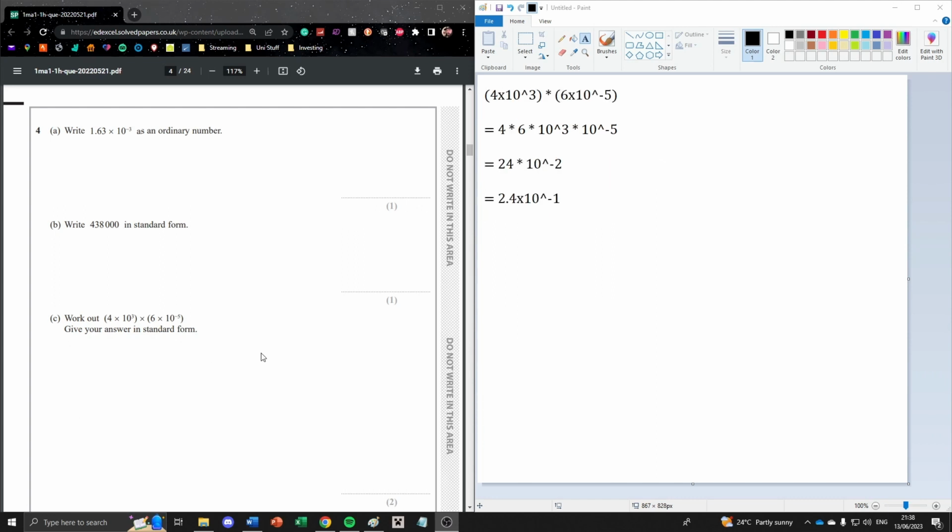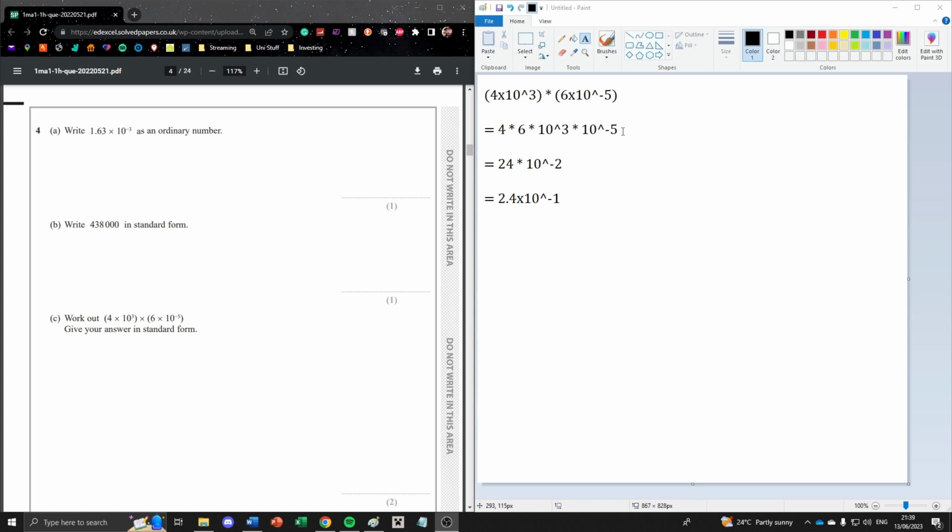Part C of this question involves taking two standard form numbers and multiplying them together to make a third standard form number. The important thing to remember when doing these sorts of questions is that we can treat the different parts of standard form numbers completely separately. So instead of doing 4 times 10 to the power of 3 times 6 times 10 to the power of minus 5, we can do 4 times 6 times 10 to the power of 3 times 10 to the power of minus 5.